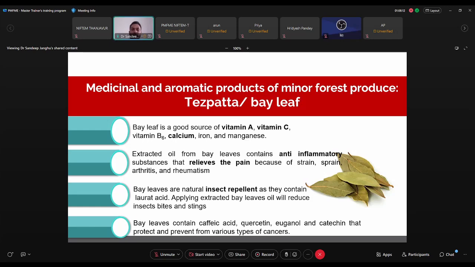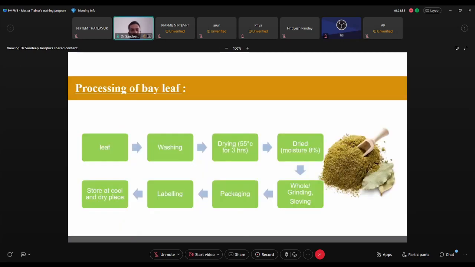Bay leaves are natural insect repellents, and the oil after extraction can be used on the body to repel insects and minimize insect bites and stings. They contain caffeine, quercetin, and other functional components which protect and prevent various kinds of cancers.